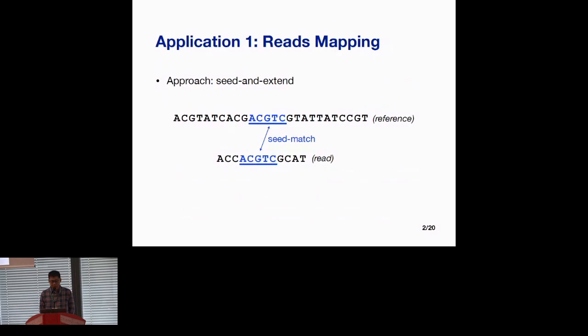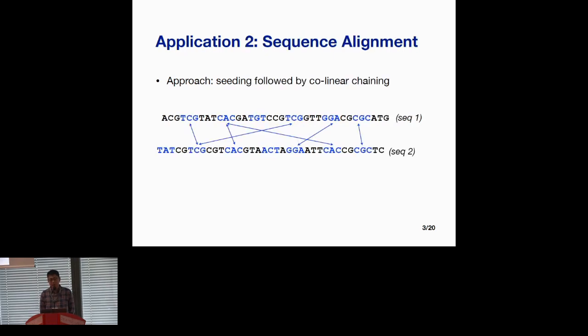Let's see three applications of seeding. Number 1, read mapping. We can extract seeds and then collect seed matches. A seed match is a pair of identical seeds. This seed match indicates a potential mapping location of this read, so that we can extend in both directions to find a statistically significant alignment. Number 2, sequence alignment. Again, we can extract seeds and collect seed matches, and then find a subset of collinear seed matches so that a score function can be optimized.